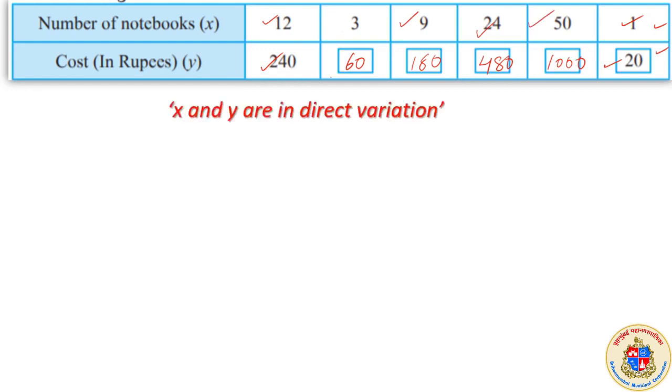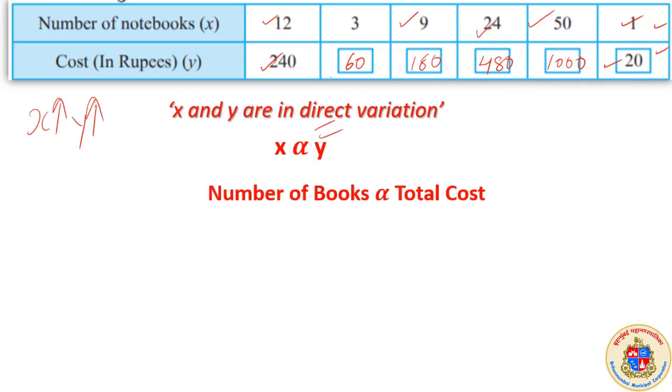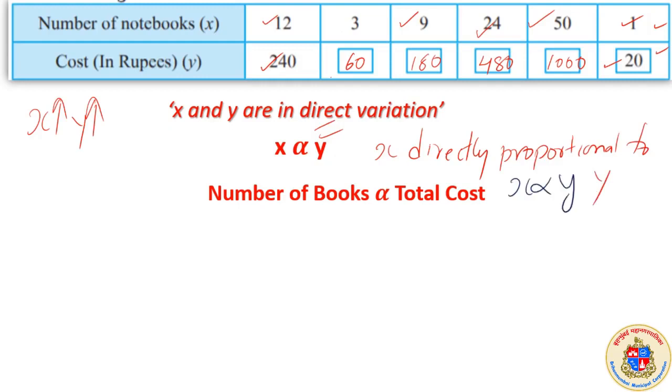That means x and y are in direct variation. What is direct variation? Where x increases, y also increases. Such variations are called direct variation and it is represented as x directly proportional to y. You have to read it as x directly proportional to y, meaning when x increases, y also increases. The symbol is actually the Greek alphabet alpha, but here it does not mean alpha; it means x is directly proportional to y.